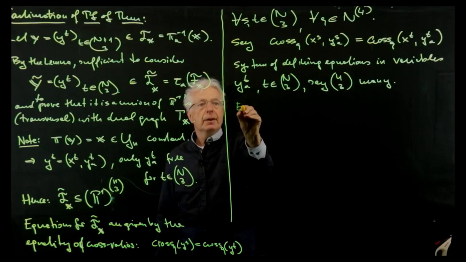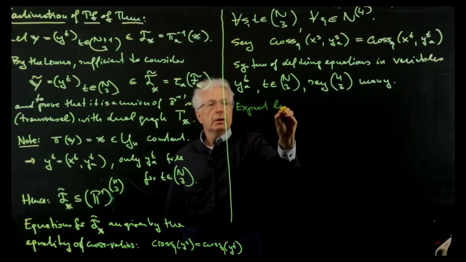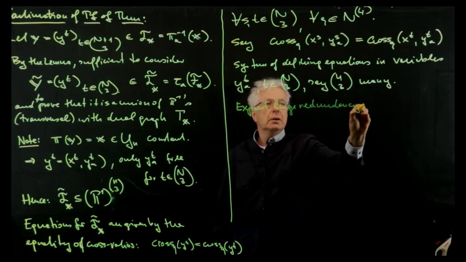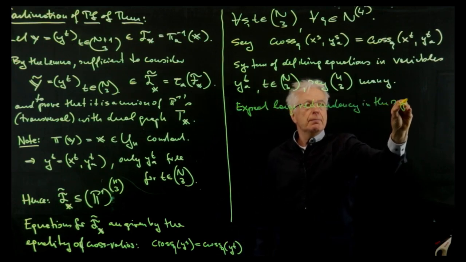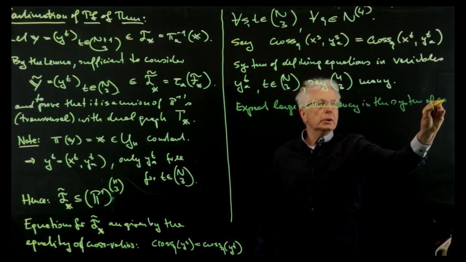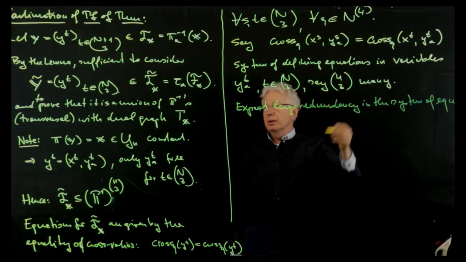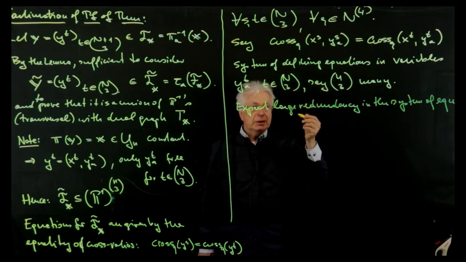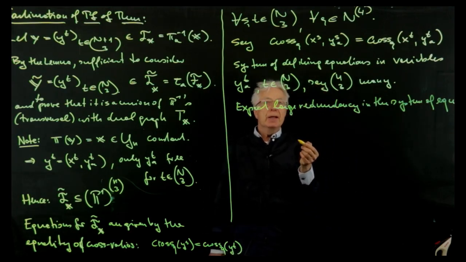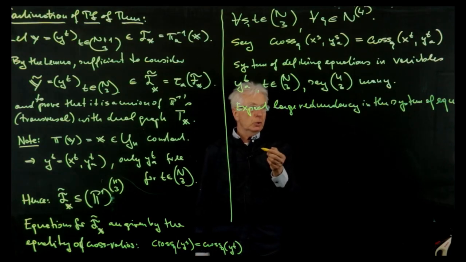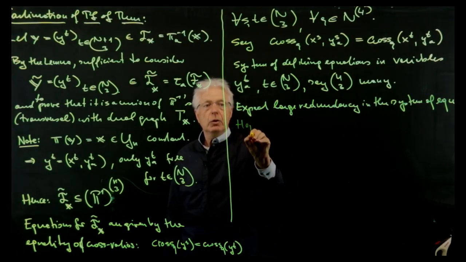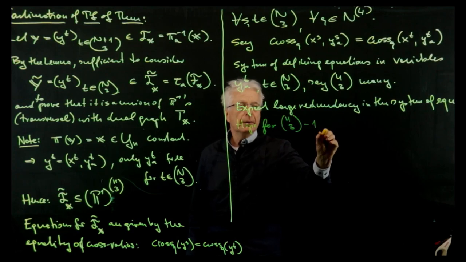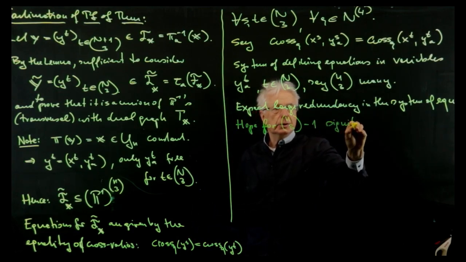So expect large redundancy in the system of equations. Many should be superfluous, redundant. Actually, what we would like best is to have precisely n choose 3 minus 1 equations. Hope for n choose 3 minus 1, let me call it significant equations.